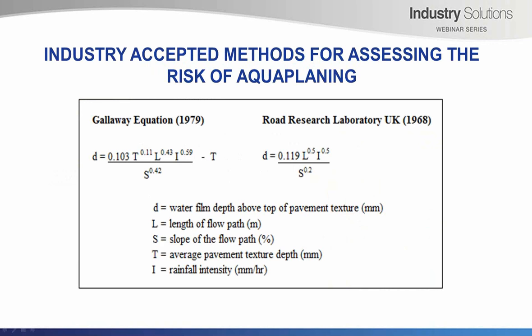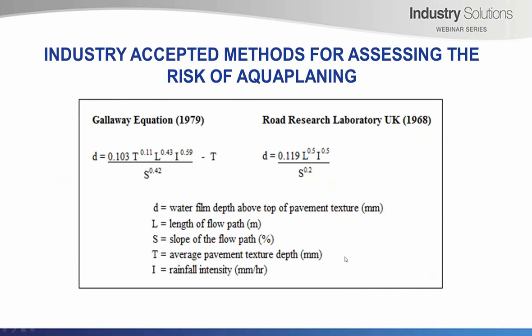Another issue though with the rainfall intensity is that even after a short burst of rain stops, the film depth can linger on the road for quite a few minutes after the intense burst has moved on off the road. And so it's a particularly dangerous time for drivers who suddenly have their visibility back as the rainfall has diminished, but the film depth is still there on the road. And that's not really anticipated by either of these methods at all.